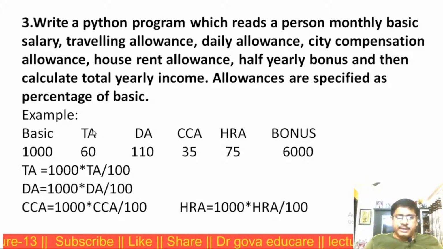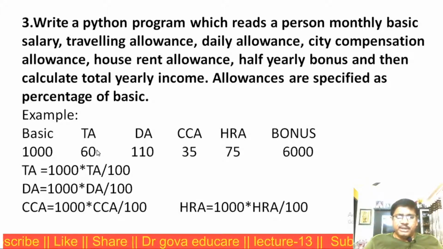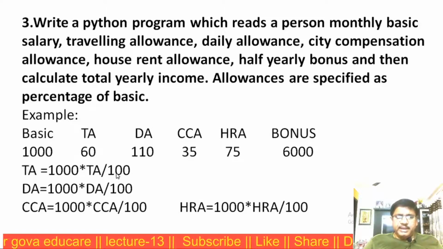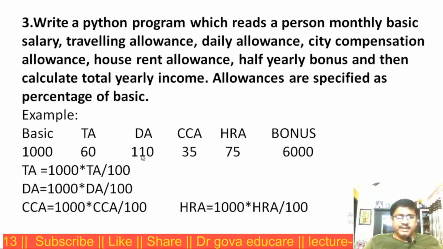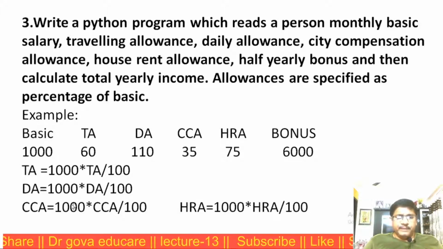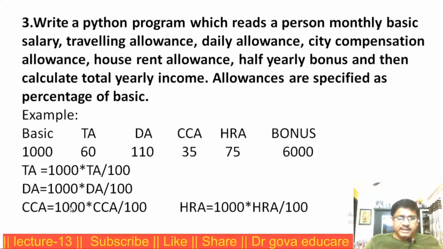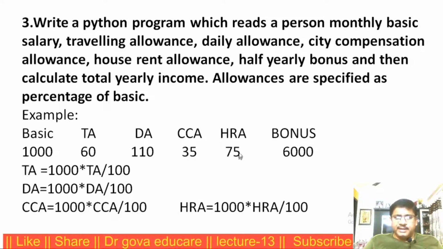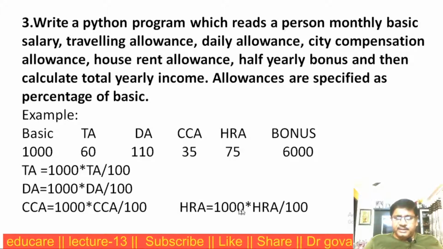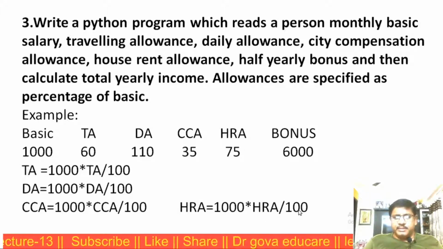Now first I am calculating TA, which is 60%. That means 1000 into TA by 100. Similarly, DA is given as 110%, so 1000 into DA by 100. Similarly, CCA is 35% of basic, that is 1000 into CCA by 100. HRA is 75% of this basic, so HRA is equal to 1000 into HRA by 100.